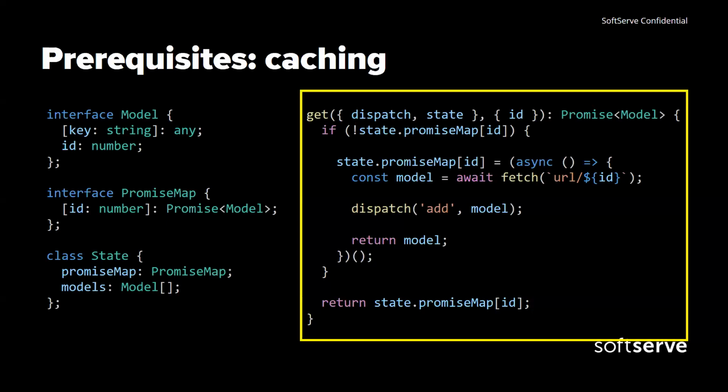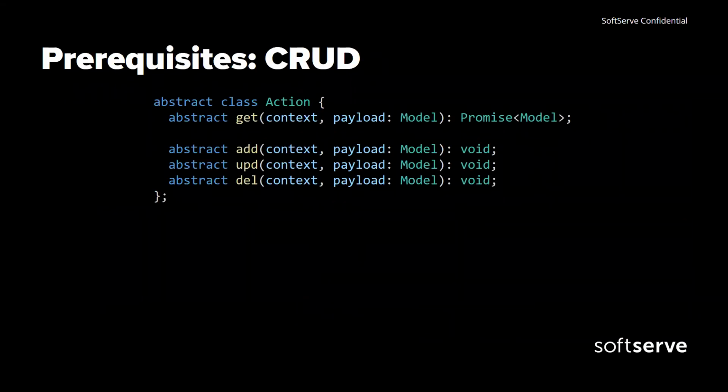That is how method get works. The second prerequisite is a standard interface we are going to use for our actions. Maybe it would be better to call these not prerequisites but preconditions, as we just accept them as they are. However, you can see here method get, which was described on our previous slide, and methods which respectively allow you to add new models to the store, to update models in the store, and to delete models from the store.